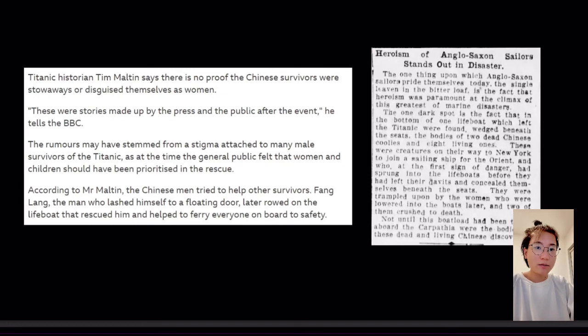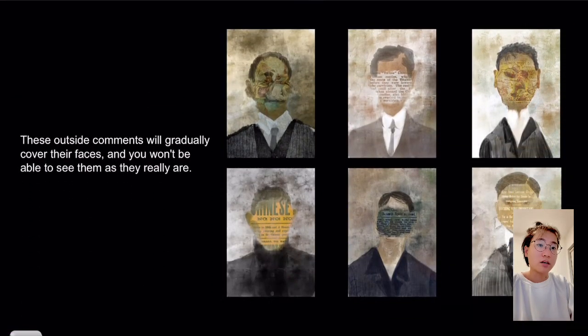At first I wanted to reconstruct the faces of the passengers, but in the end I found it impossible because I just can't find their images, though on that ship there were eight Chinese persons and six Chinese survivors. And I also don't want to draw their real faces, because no one cares about their faces.